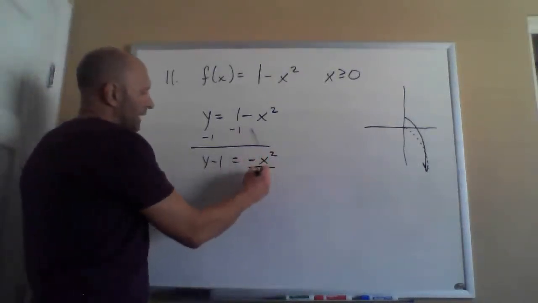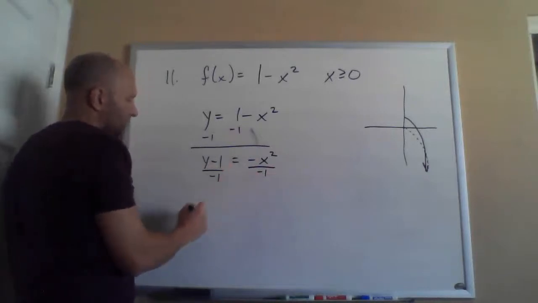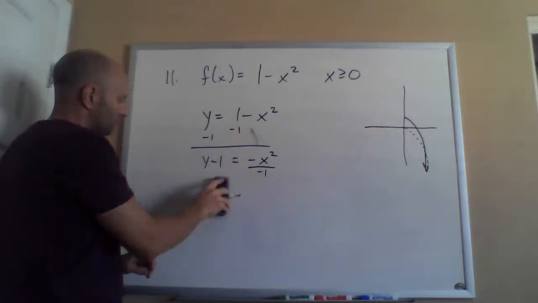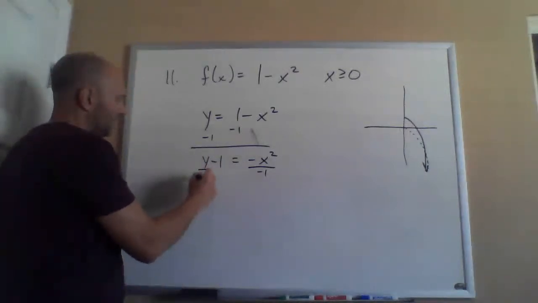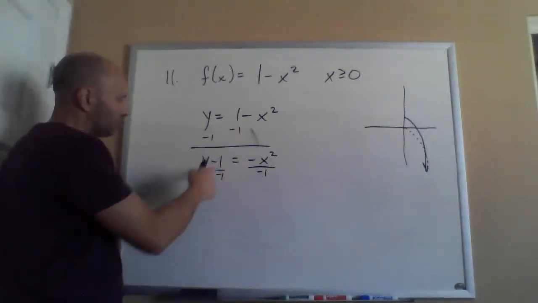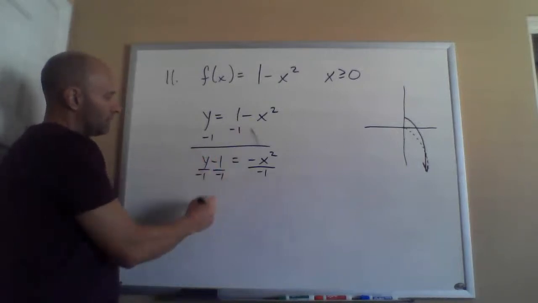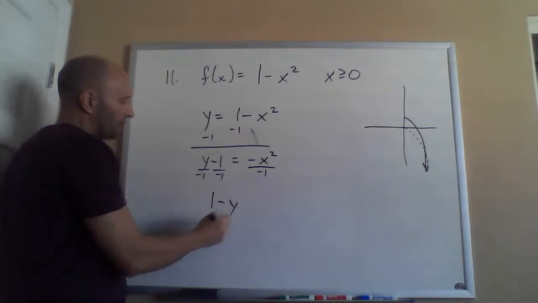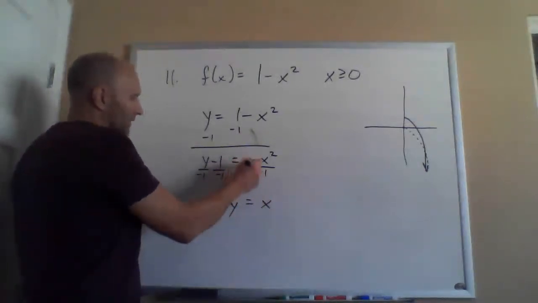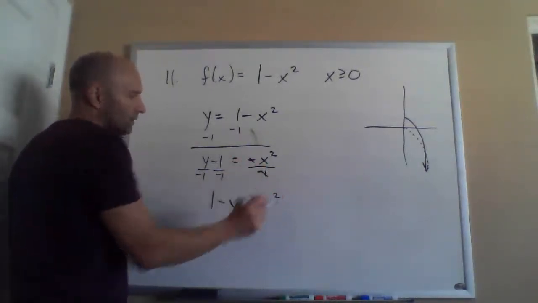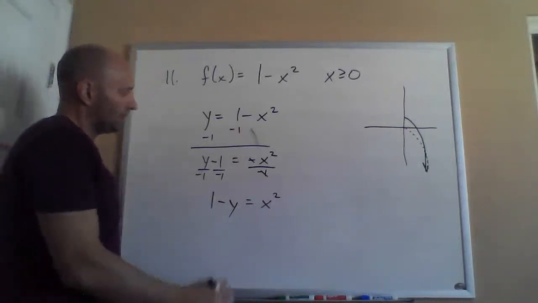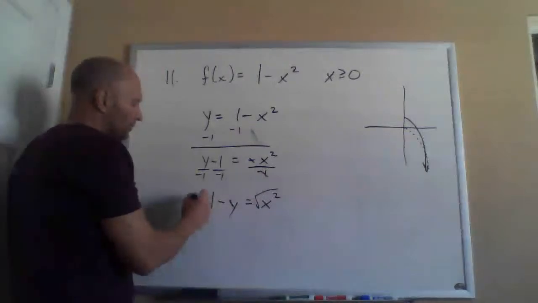Then what? I have to divide everything by -1. So if I do these separately, this divided by -1, that divided by -1. -1 divided by -1 is +1. Y divided by -1 is -y. And now the negatives cancel out over here, so I just get x squared. And then do what? Take the square root.